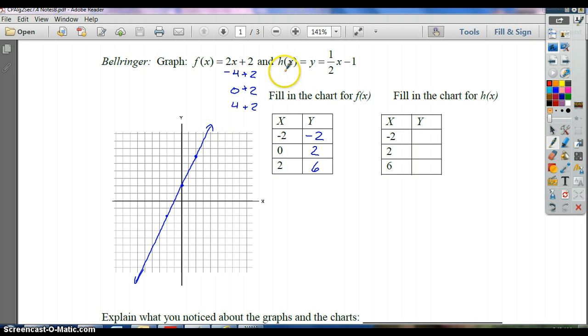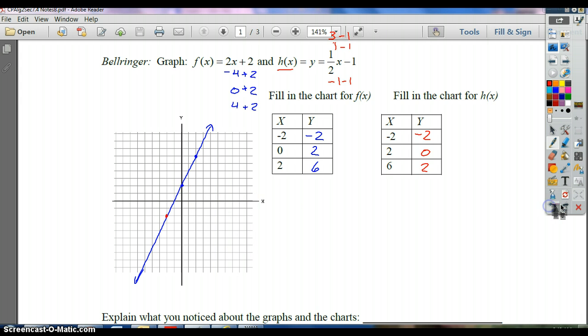I'm going to do h of x in red. So if I put negative 2 in here, half of negative 2 is negative 1. So it's negative 2. If I put 2 in here, then half of 2 is 1. 1 minus 1 is 0. And then if I put 6 in, half of 6 is 3. 3 minus 1 is 2. So when we plot these, we've got negative 2, negative 2 again. 0, up 2 again. And we got 6, 2.